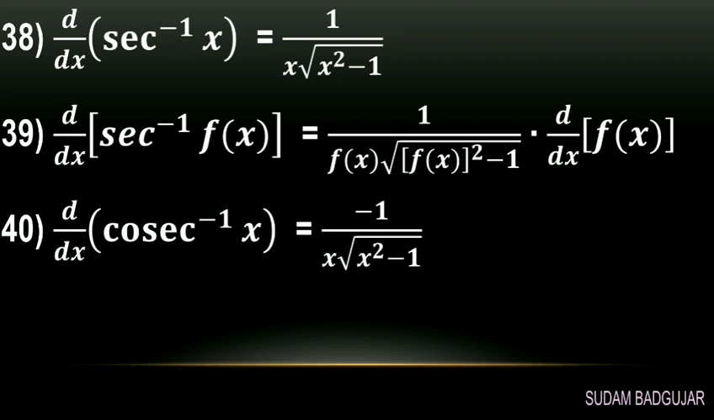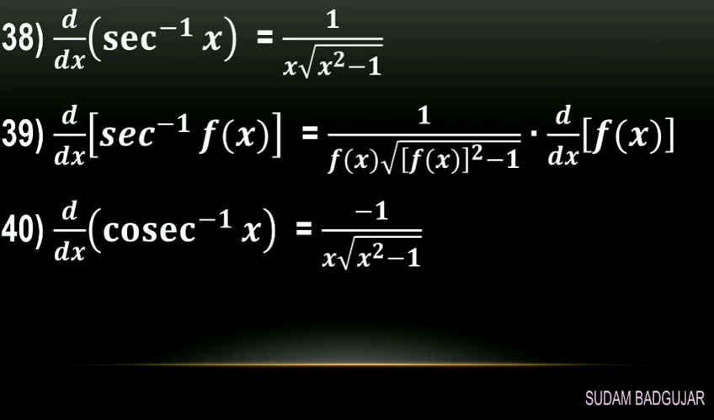Here you need to remember only three formulas: the derivative of sin inverse x, the derivative of tan inverse x and the derivative of sec inverse x. The derivatives of sin inverse and cos inverse are similar but opposite in sign. Similarly, see formula number 38 and 40. Sec inverse and cosec inverse are similar, just opposite in sign, that is, a minus sign is there.